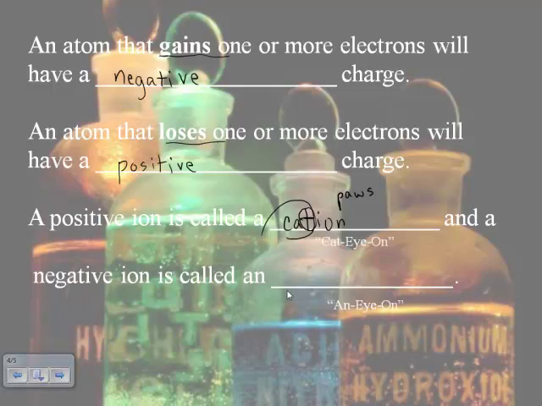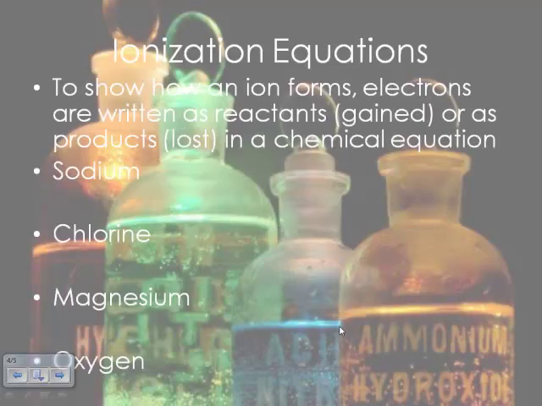Cations are positive, and the negative one is called an anion. So here's how to pronounce it: anion. I put that there because it's hard to keep those straight.